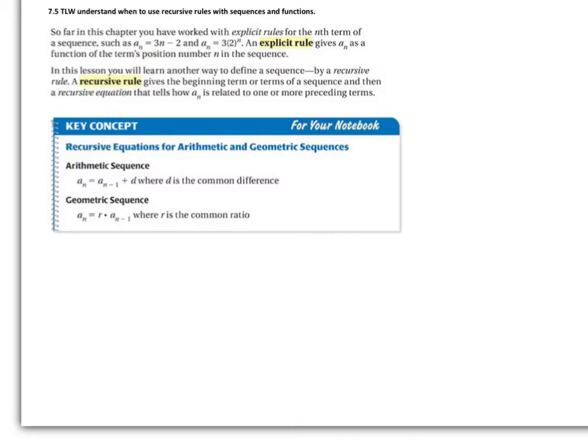A recursive rule gives the beginning term or terms of a sequence, and then a recursive equation that tells you how a sub n is related to one or more preceding terms, meaning terms before. Okay, so just like before, we have an arithmetic equation here. See how it says a sub n equals a sub n minus 1, the previous term, plus d, where d is still the common difference. A sub n equals r, which is still the common ratio, times the previous term. Okay? So, let's take a look at what we're going to do with these. Make sure you copy these down.